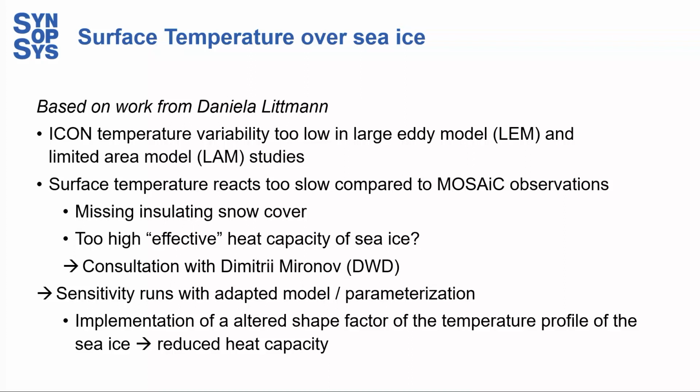Well, the simple sea ice model in ICON, in the operational ICON-NWP, is missing any snow cover. So it's really simple, and therefore the heat transfer from the ice to the atmosphere is too high, and basically locks it to a too warm state. The idea was that this basically means too high an effective heat capacity, so to say. And with consultations from DWD, we adapted the model a bit, changed some things in the equations, and basically reduced the heat capacity of sea ice.